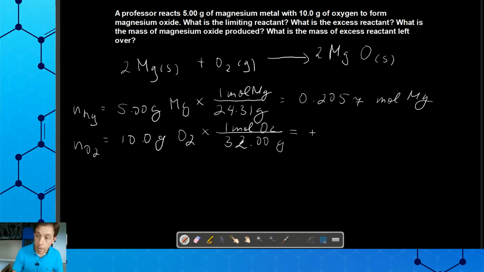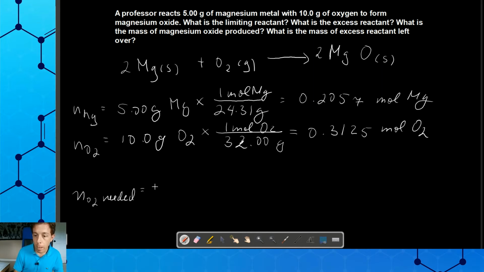Equals 0.3125 moles of oxygen. And again, I write the last number here a little bit smaller and sort of offset on purpose. So then we can figure out from this balanced equation right here, we can see we have 0.2057 moles of magnesium. We can use this number right here to figure out how many moles of oxygen we would theoretically need. So from the number of moles of magnesium, we can find out the number of moles of oxygen needed.